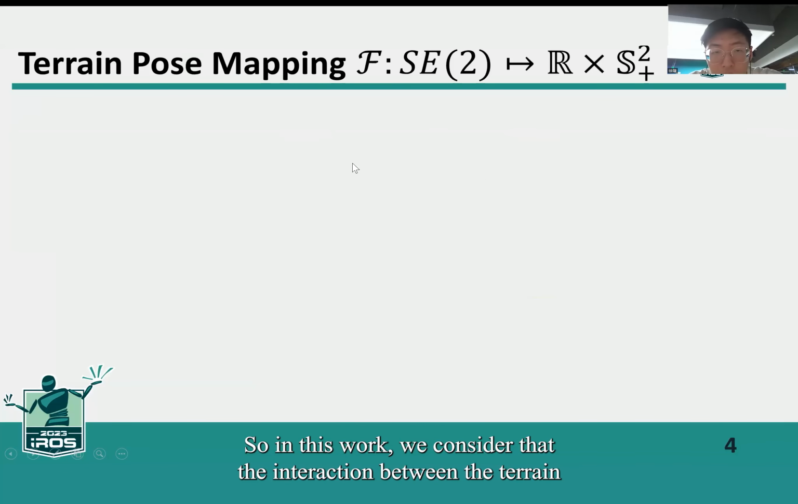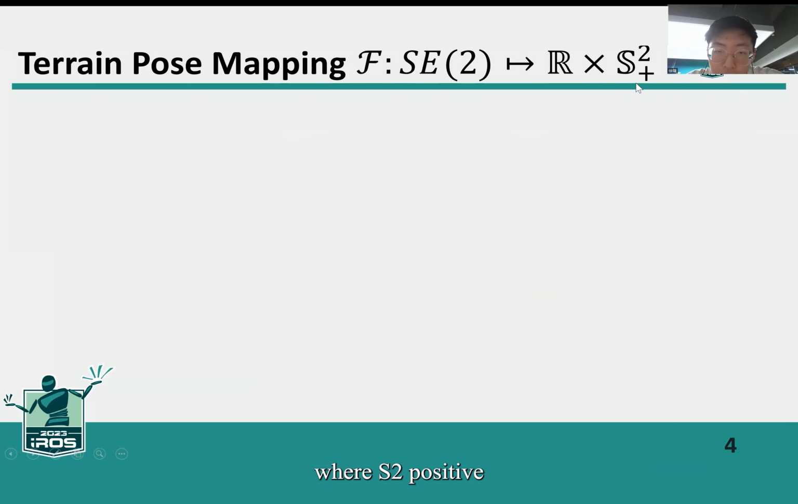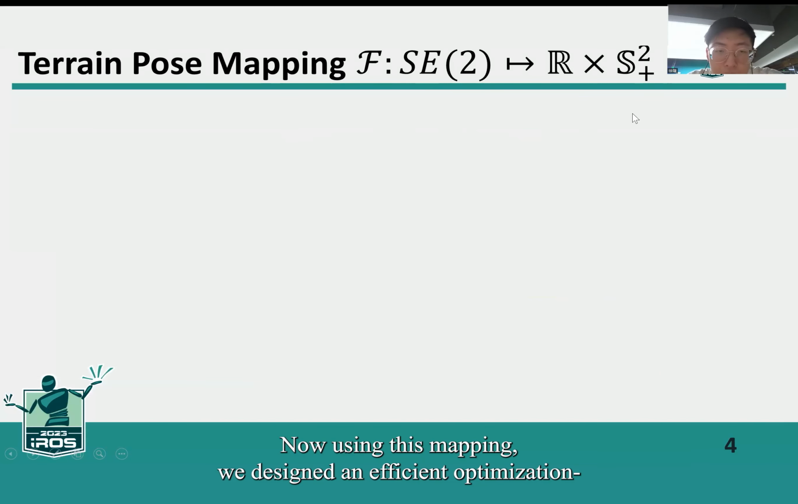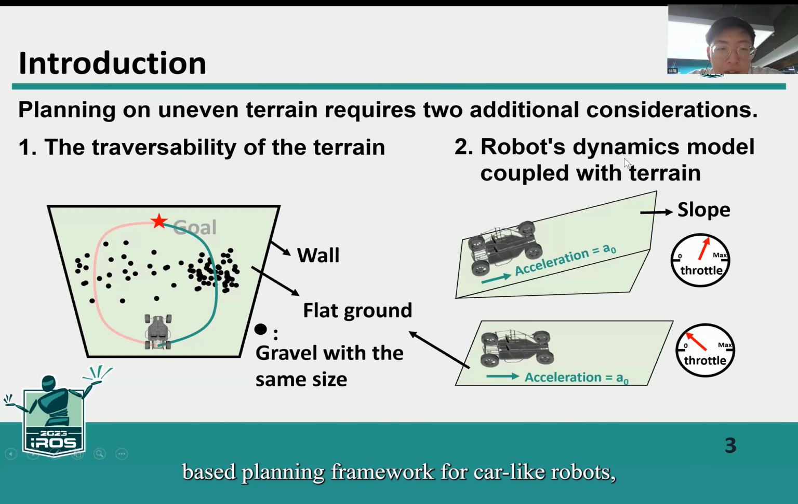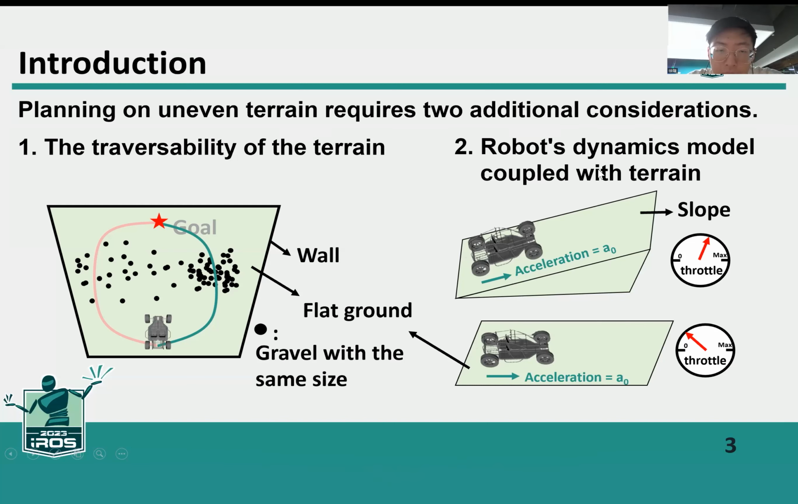So in this work, we consider that the interaction between the terrain and the robot can be described by a mapping of SE2 to R times S2 positive, where S2 positive denotes the upper hemispherical surface. Using this mapping, we designed an efficient optimization-based planning framework for car-like robots, which allows us to consider both the first and the second problem effectively.